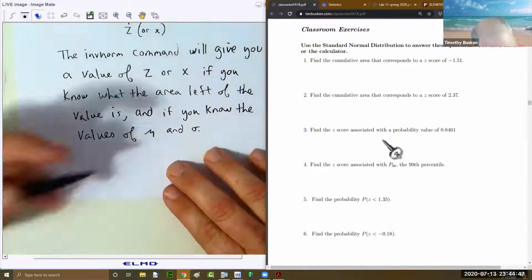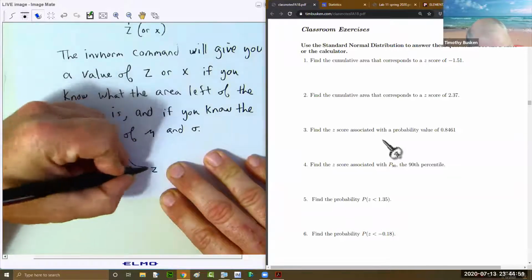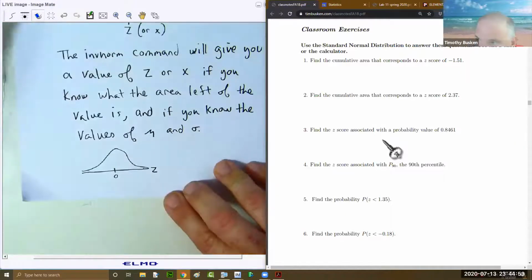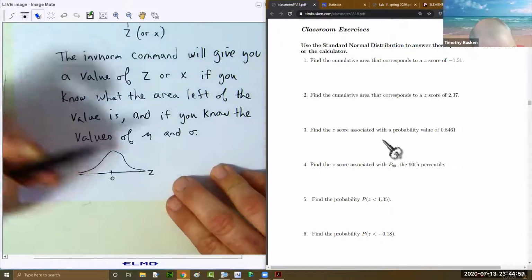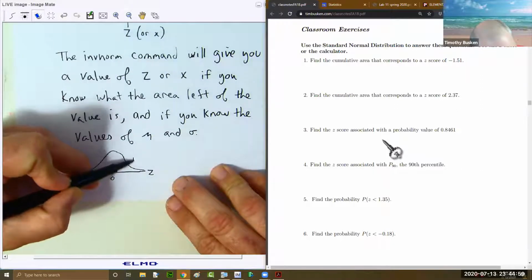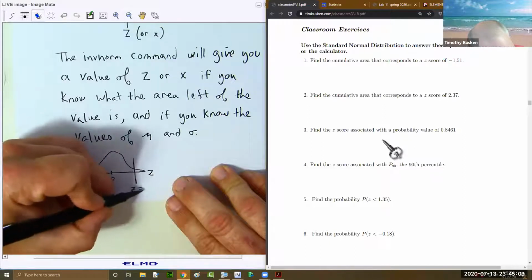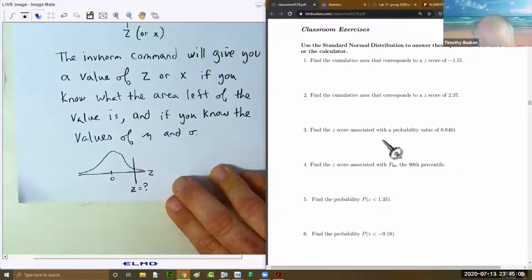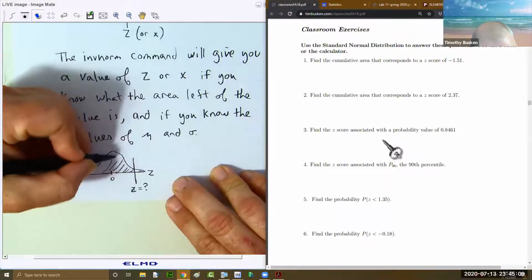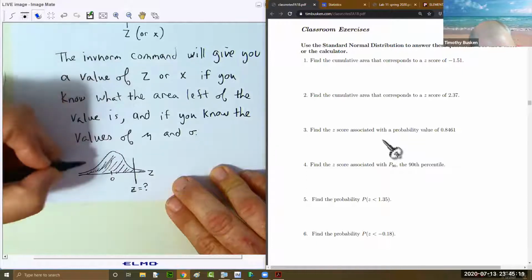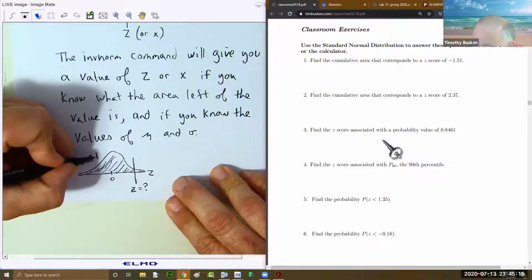So for this problem, the picture looks like this. It's a Z-axis, centered at 0. We're trying to find the Z-score that's somewhere over here. We don't know what it is, but we do know that the area to the left of that unknown value is the probability value, 0.8461.